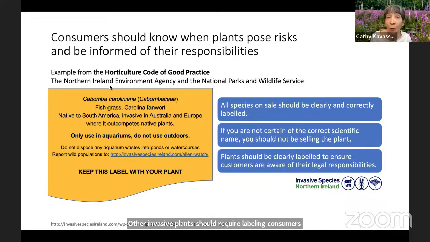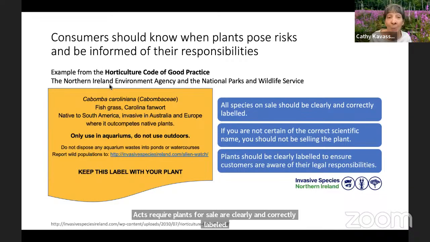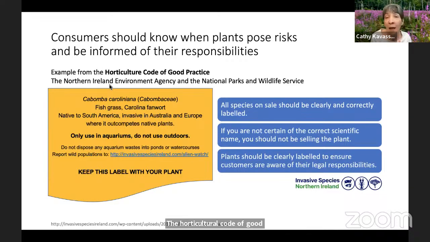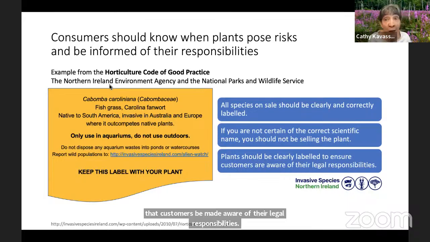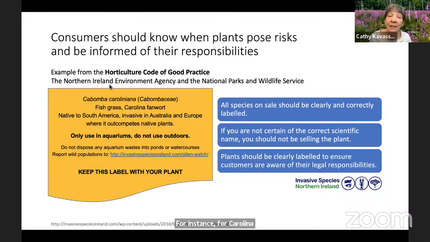For instance, in Northern Ireland, Consumer Protection Acts require plants for sale to be clearly and correctly labeled. The Horticultural Code of Good Practice recommends that customers be made aware of their legal responsibilities. For instance, for Carolina fanwort, an invasive aquatic plant in Canada, the label should clearly state: only use in aquariums, do not use outdoors, do not dispose of aquarium waste in ponds or watercourses.